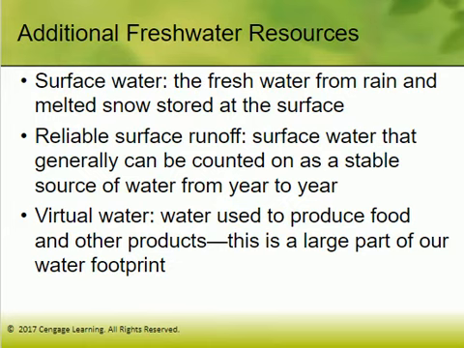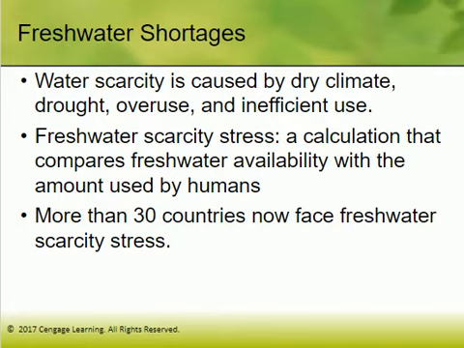And virtual water, that's kind of like what we talked about with animal agriculture. It's the water used to produce other things that we consume. That's mostly vocab. A little bit more vocab here. Water scarcity is caused by dry climate, drought, overuse, and inefficient use. Duh. You're wasting it, or you don't have enough of it, so there's not enough of it.